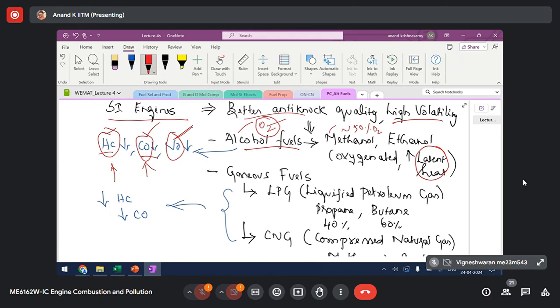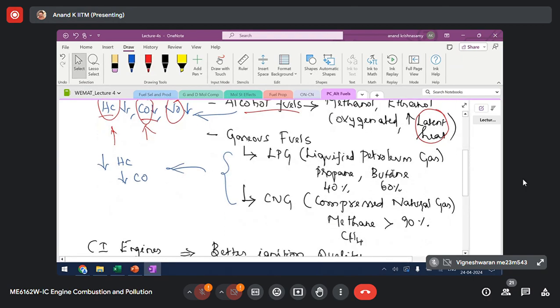Gaseous fuels: LPG is liquefied petroleum gas. It consists of only two hydrocarbons, one is propane, the other one is butane. The proportion of propane and butane is different in different countries. In India, we have 60% butane, 40% propane. This is what we use for domestic cooking. The same thing you can use for vehicle propulsion. You could see that these are very simple hydrocarbon fuels compared to gasoline, which is a complex multi-component mixture. Here you have only two hydrocarbons, and it exists in the gas phase under ambient conditions.